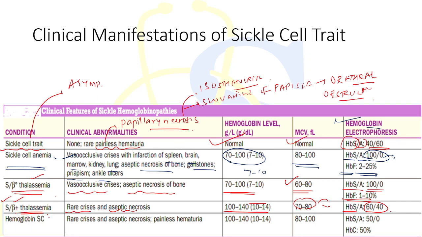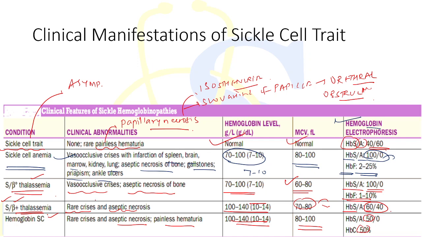Now hemoglobin SC disease, that is, one is hemoglobin S and the other chromosome is hemoglobin C. Now hemoglobin C is due to replacement of glutamic acid to lysine on the 6th position of the beta globin chain. On the other hand, sickle cell anemia is due to change of glutamic acid to valine. So it also leads to rare crisis and aseptic necrosis and sometimes leads to painless hematuria. The hemoglobin is almost normal, MCV is normal, and 50% is hemoglobin S and 50% is hemoglobin C.